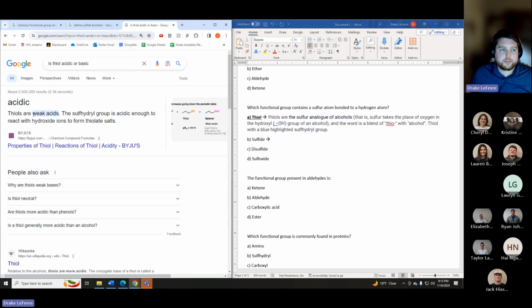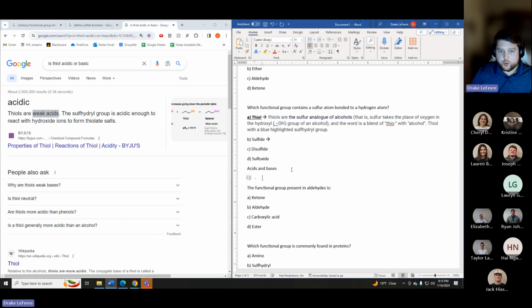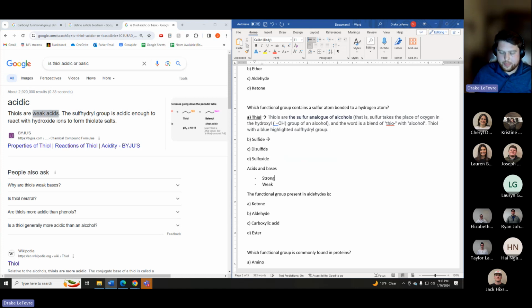Thiols are weak acids. There's a new terminology, which I think you guys talked already about acids and bases, correct? Somewhat. It was pretty much in the review stuff for week one. Okay. Acids, I'll cover this really quick. Acids and bases. So we have strong and we have weak, right? Does anybody recall what the difference is between calling something a strong or a weak acid or base? Okay, so a weak means that it's only partially or weakly.